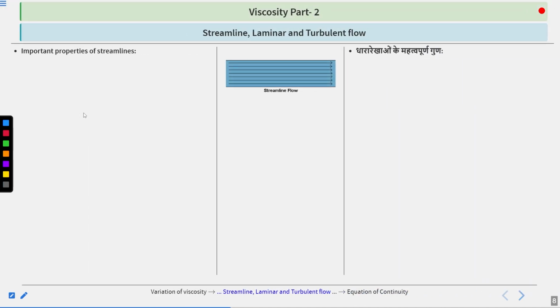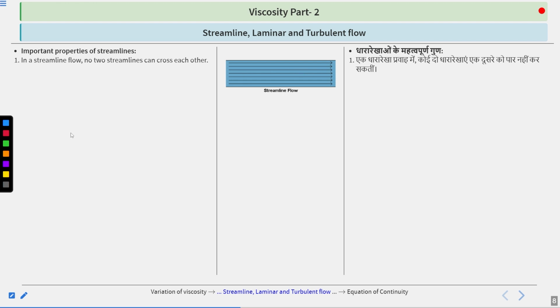Now, the important properties of streamlines. We know streamlines are the part of the streamline flow. What are their properties which are important from the examination point of view as well as our knowledge? First, in a streamline flow, no two streamlines cross each other. If you look at this picture, you will see 1, 2, 3, 4, 5, 6, 7 streamlines.